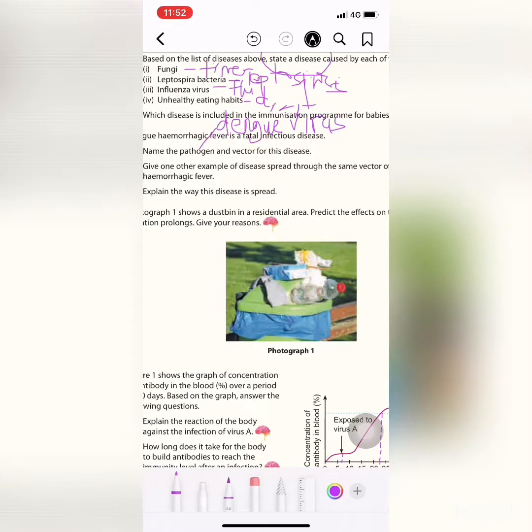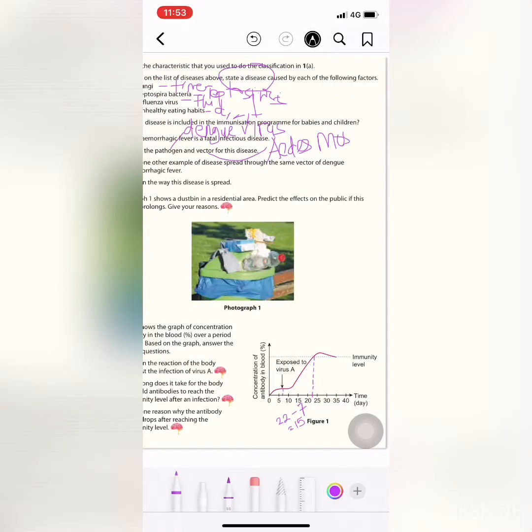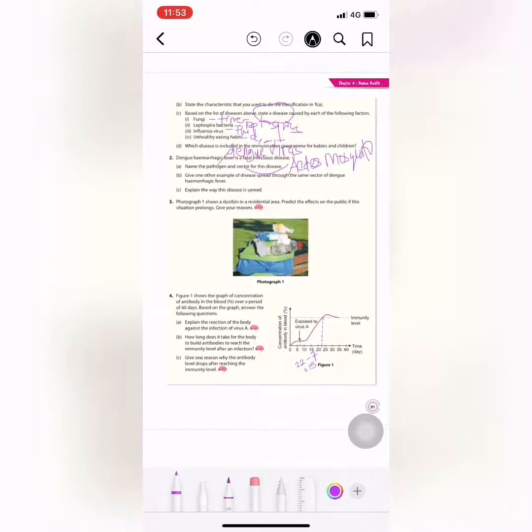Okay, don't just write dengue, because dengue can be the virus, dengue can be the disease. And what is the vector? What animal spreading this dengue virus is Aedes mosquito. Don't write Aedes only, because it's the type of the mosquito. And also don't write mosquito only, because only Aedes mosquito spread dengue virus. Okay, the one with the stripe black and white, that one is Aedes mosquito.